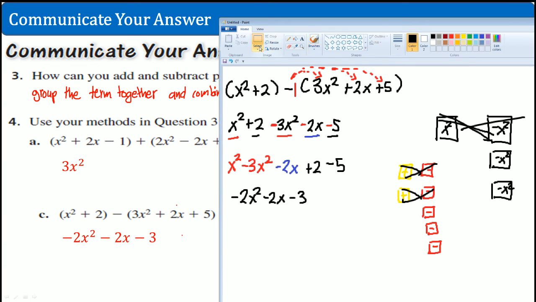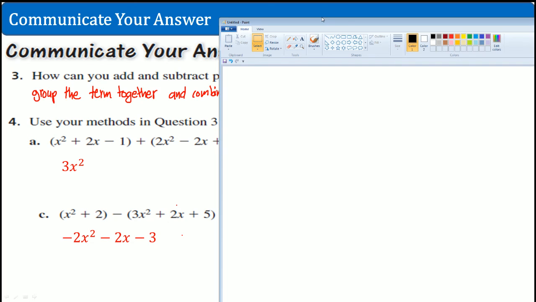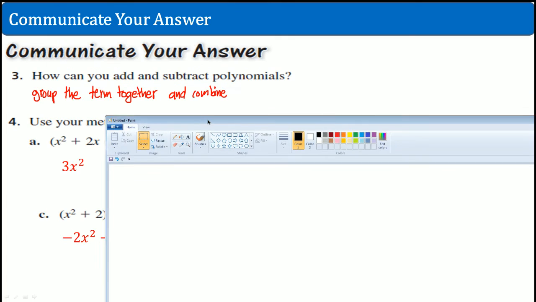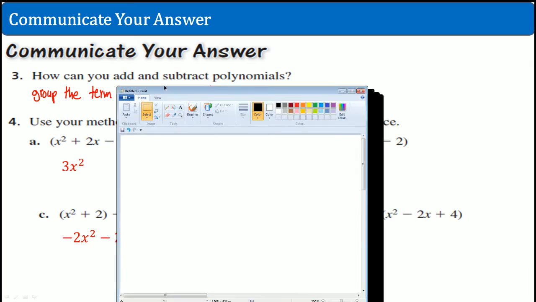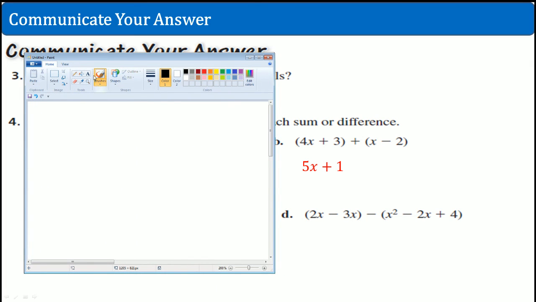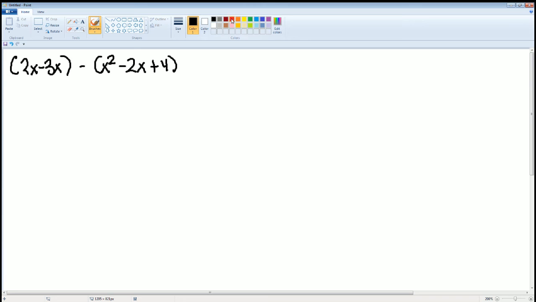And let's do the last one. Let me find room to write this, then I could zoom it back up. Okay. All right. So this is 2x minus 3x, parentheses, minus x squared minus 2x plus 4. All right. Make this bigger. So let's take a look. Again, there is a negative 1 out in front. We're going to change this to a positive by distributing. Again, we distribute it to each term.